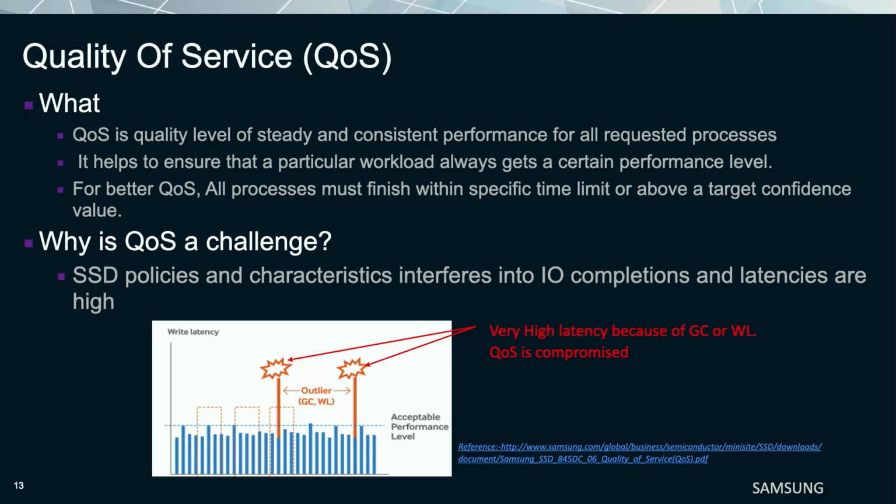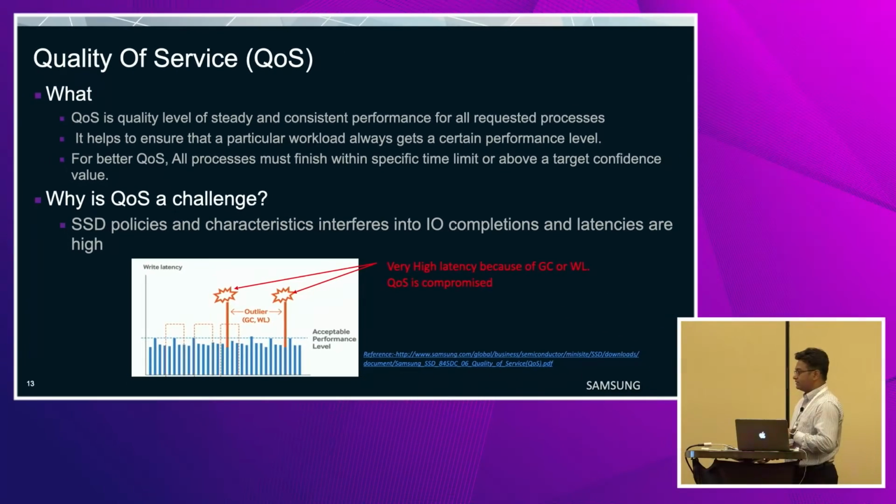Now, it applies to storage and to networking, so the basic definition remains the same. But in the case of storage, this is a challenge. The reason is that SSD policies and characteristics interfere with the IO completions. Let's say even though we have a good interface speed and good NAND speed, if you have poor SSD policies, what happens? Your completion and latency will be a toss-up.